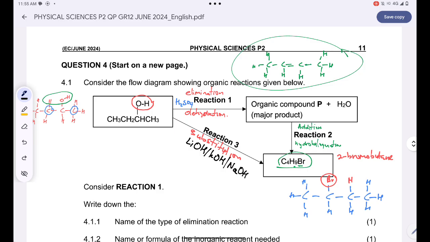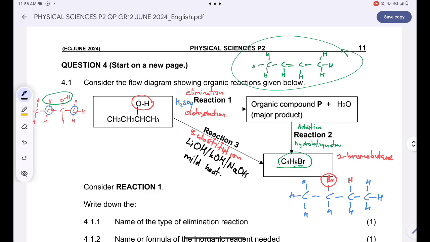Please note that, guys, since you are dealing with a substitution reaction, the base must be dilute. Are you together? The base must be dilute. And we will also need mild heat as reaction conditions. Okay, now let's answer the questions, guys.